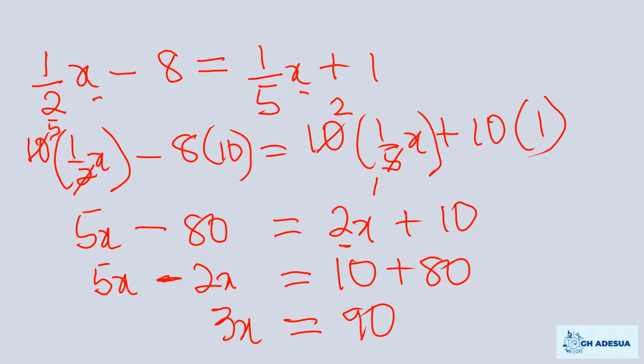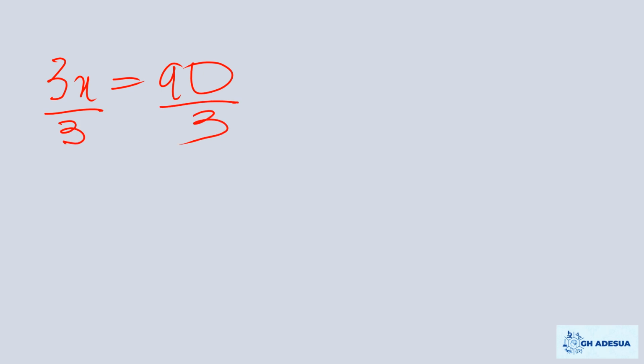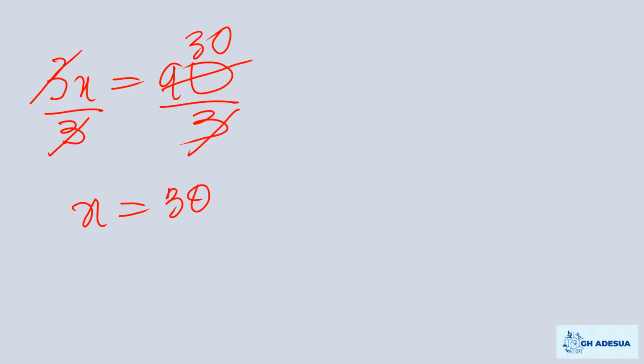Let's go to the next page. So 3x is equal to 90. But I want x to stand alone. And what is disturbing us is the 3. So we divide both sides by 3. 3 will cancel itself, leaving x. 3 goes into 90 is 30. So x is equal to 30.